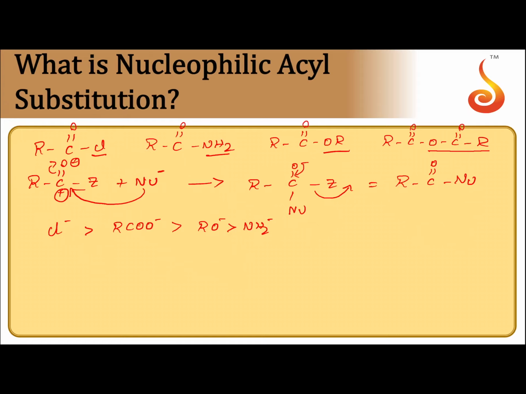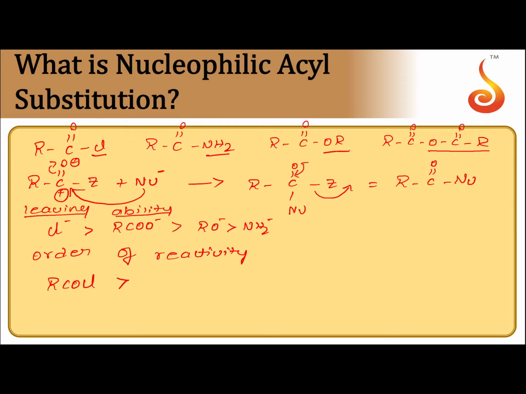So Cl minus is a better leaving group than RCOO minus, which is better than RO minus, which is also better than NH2 minus. So this is the order of leaving ability. A weak base is always a better leaving group. The conjugate base of a strong acid is always weak. Then, what is the order of reactivity?